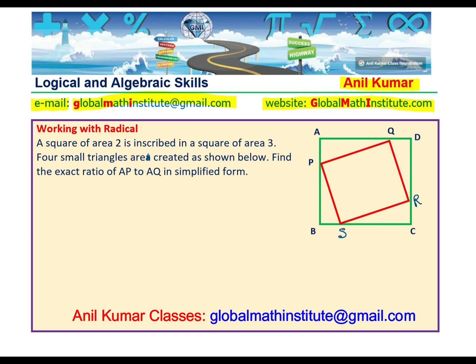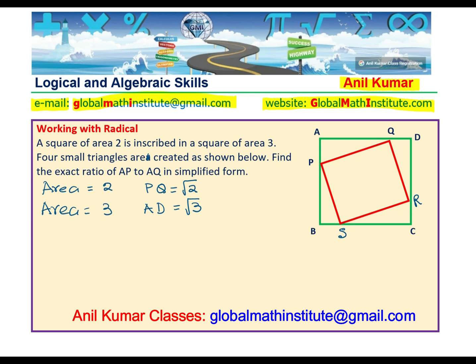As you can see, four congruent triangles are there. The diagram is not to scale. Since the area of the inside square is equal to 2, the side length PQ should be equal to square root 2, right? And if the area is equal to 3, then the side length AD is going to be square root of 3.